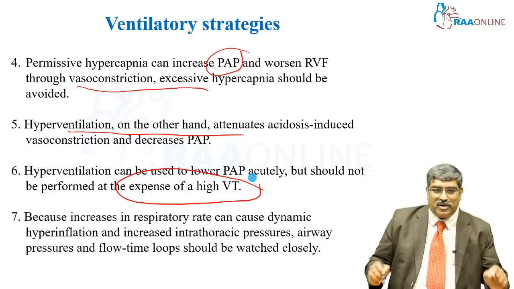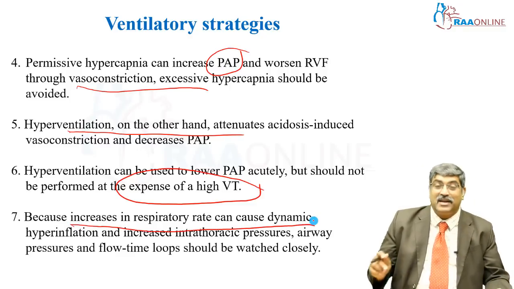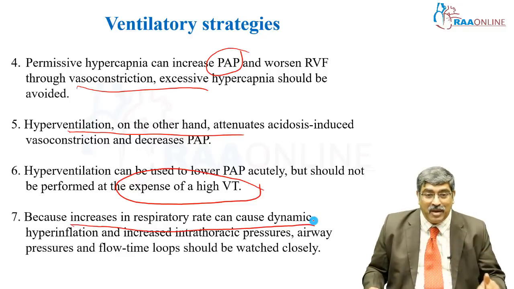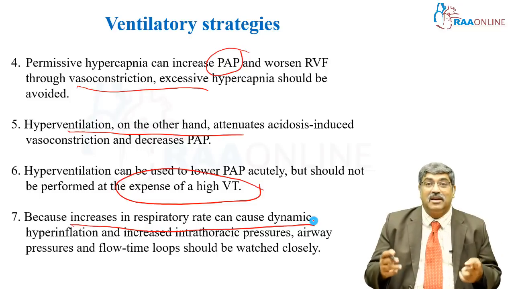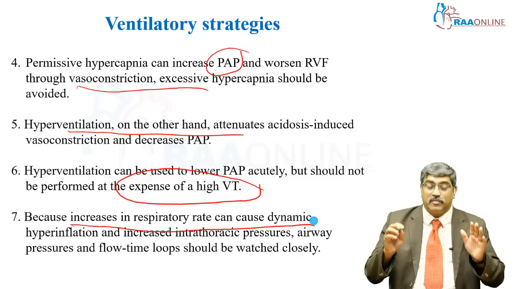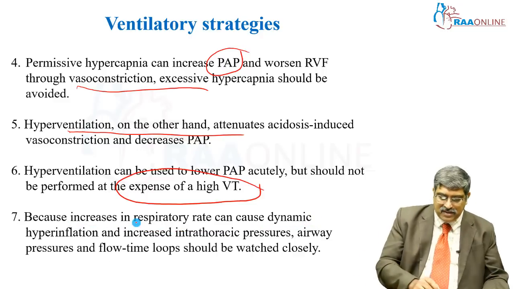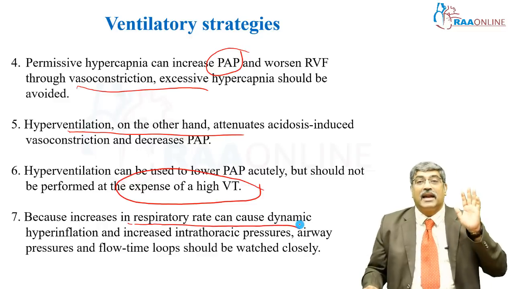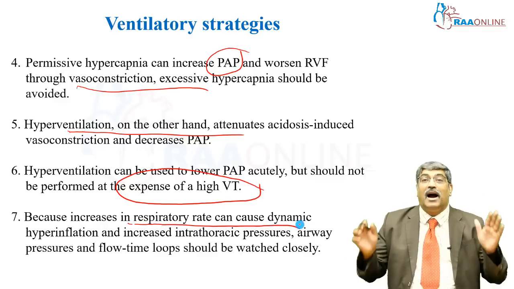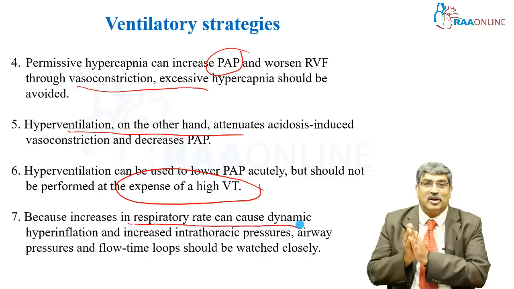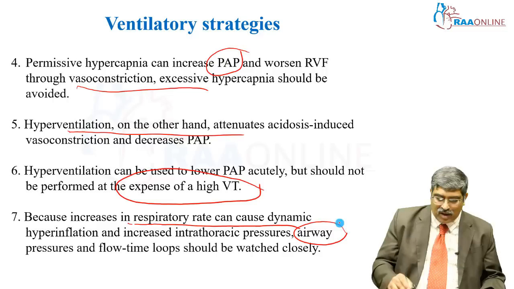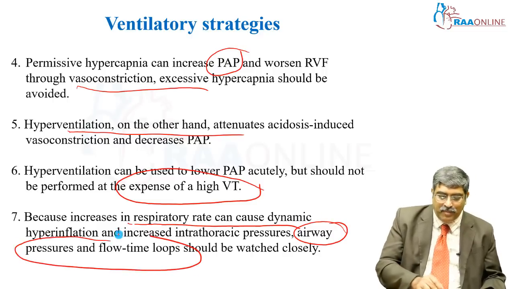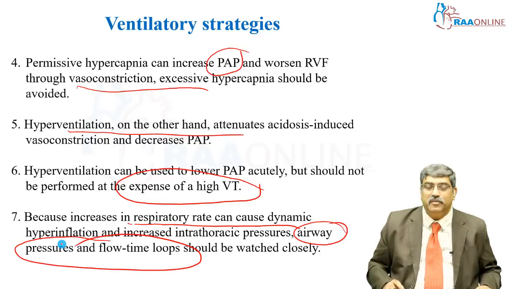Another important thing is that an increase in respiratory rate can cause dynamic hyperinflation, and then this can increase your intrathoracic pressure, and invariably your airway pressure goes up. Because this happens, you have to monitor your airway pressure and flow time loop in the perioperative period.